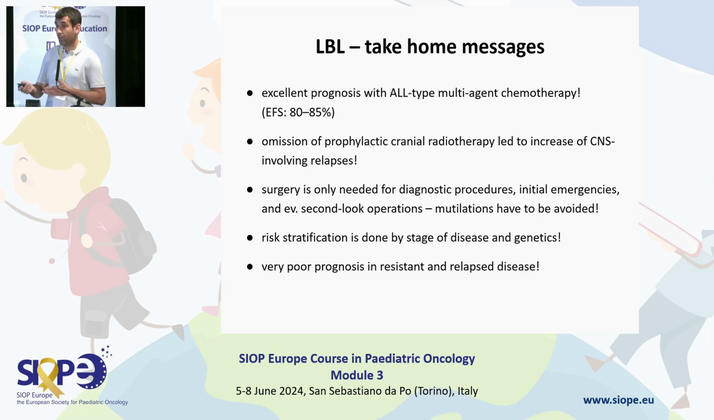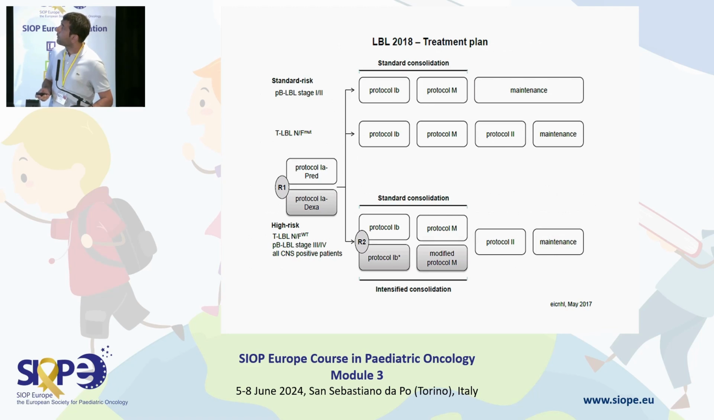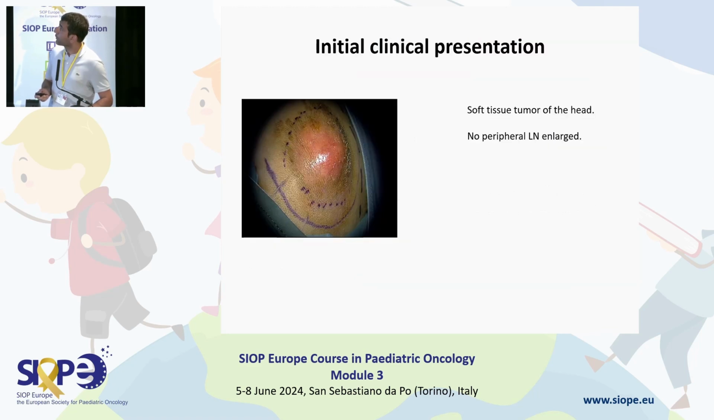Risk stratification currently done in our LBL 2018 protocol is by stage of disease and genetics. And again, the same situation for T-LBLs as for Burkitt's. If they relapse, they have a very poor outcome, and you can only cure them by allotransplant, but you have to bring them to allotransplant, which is the most challenging thing. Okay, I will not go into the details of the LBL protocol.